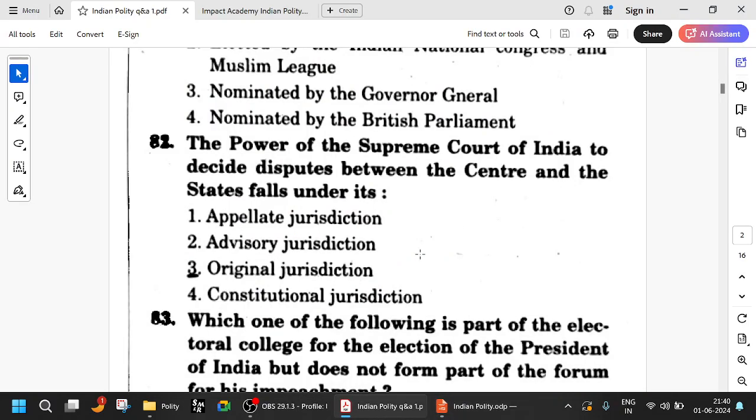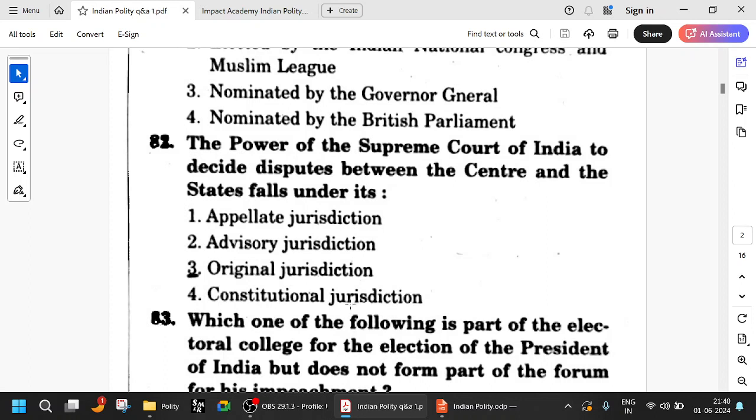In this original jurisdiction, imagine you have a center and a state. For the dispute, you can't go to the state high court or the district court, because that state high court deals with that particular state only. So any dispute between two states, or the center and the states, goes to the Supreme Court directly. That is the original jurisdiction of the Supreme Court. Advisory jurisdiction is Article 143. Appellate jurisdiction is Article 132.